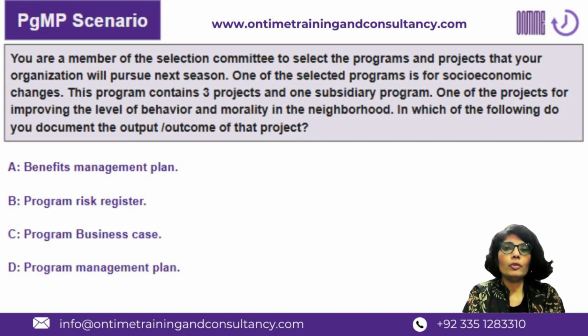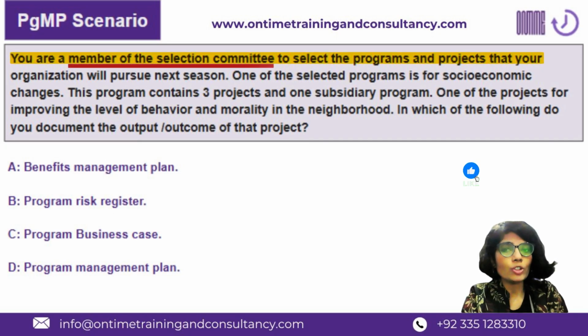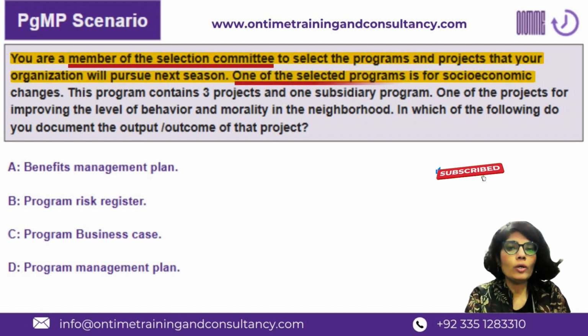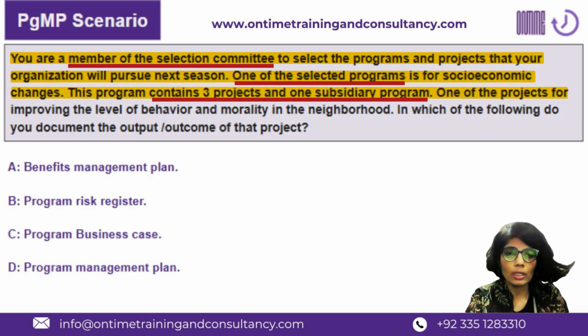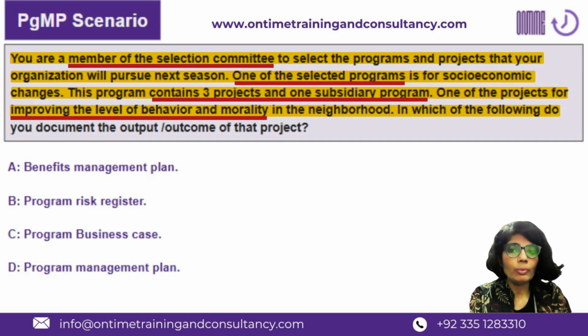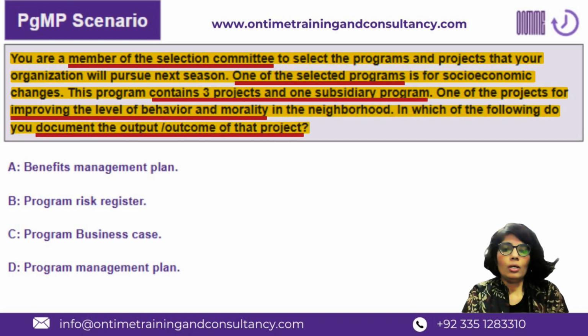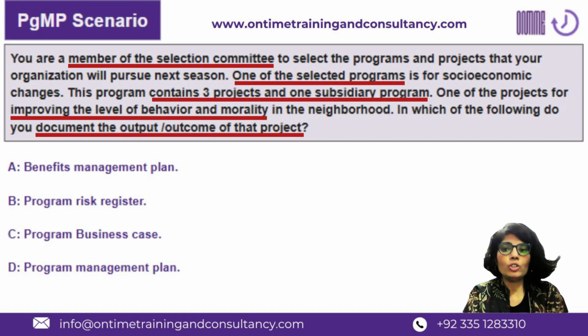Let me read out the scenario first, and then we are going to discuss. You are a member of a selection committee to select the programs and projects that your organization will pursue next season. One of the selected programs is for socio-economic changes. The program contains 3 projects and 1 subsidiary program. One of the projects is for improving the level of behavior and morality in the neighborhood. In which of the following do you document the outcome of that project? The options are A, benefits management plan, B, program risk register, C, business case, and D, program management plan.